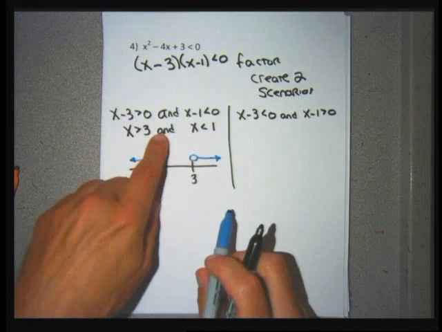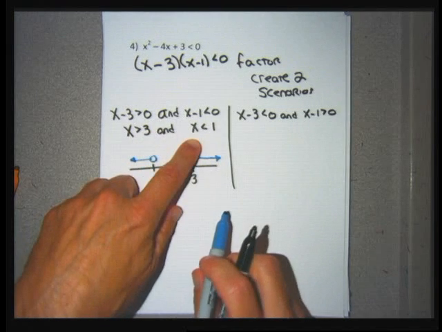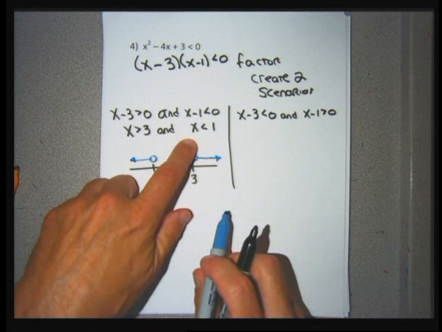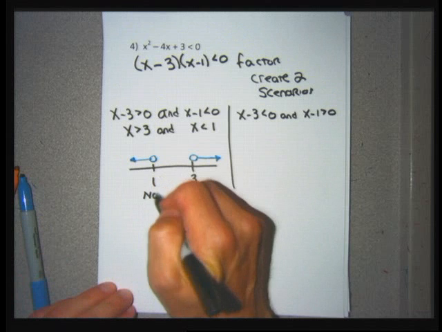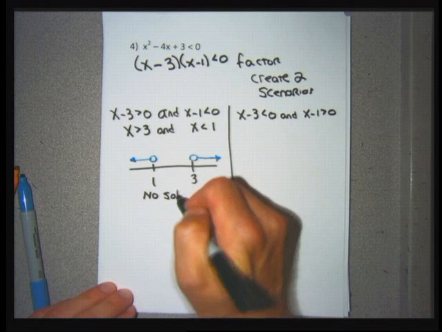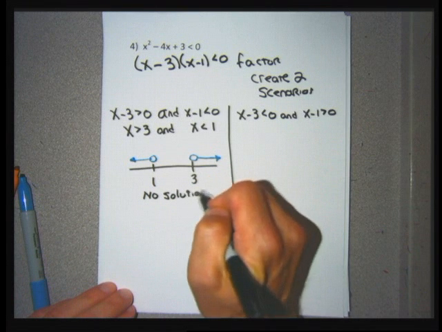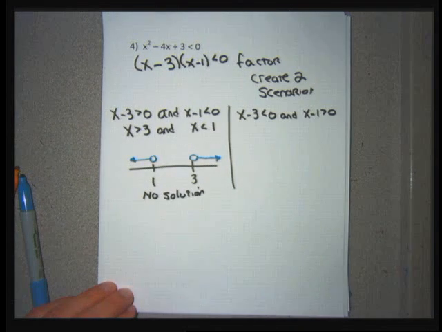Because I'm looking for where both of these are simultaneously true, I'm looking for where the graphs overlap. Since the graphs don't overlap, this scenario doesn't give a solution. There is no number that's simultaneously less than 1 and greater than 3.